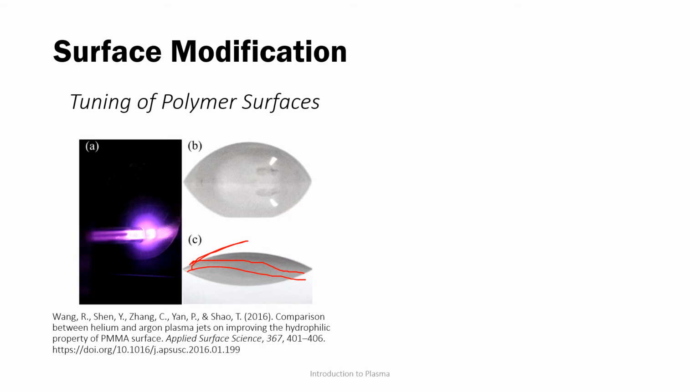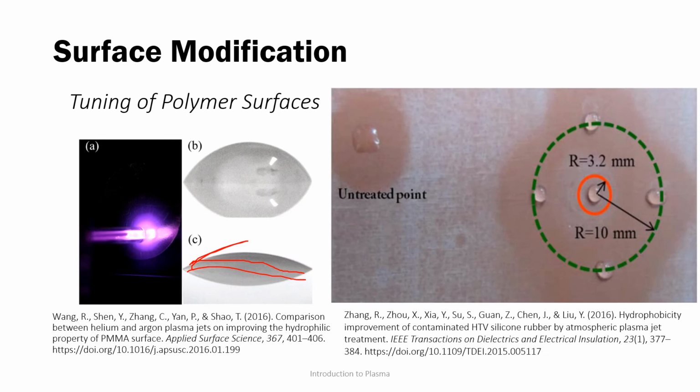We can also use plasma to turn our surfaces hydrophobic, such as in the case of silicone rubber. So in this study, what they did was they cleaned the surface of your silicone rubber to create a more hydrophobic surface. So plasma and materials, when they interact, there's a lot of different possible interactions, only some of which will be tackled in this lecture.